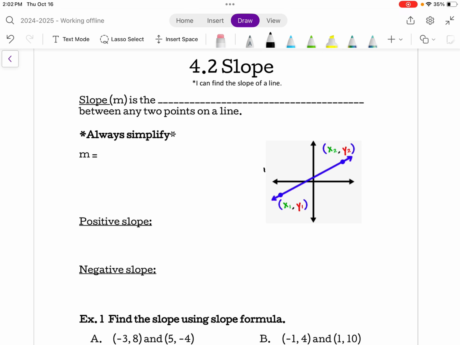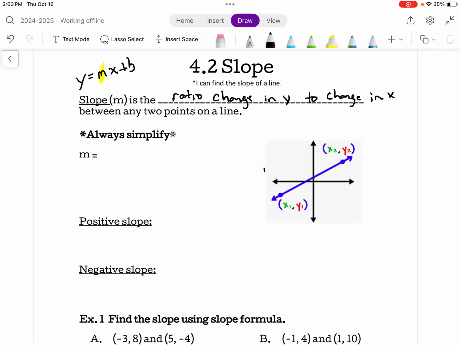But slope, let's start with the actual slope equation, or the slope-intercept form equation, which is y equals mx plus b. What we're focusing on today is this m value. That's what slope is. So slope is the ratio of change in y to the change in x. And we can find slope in a variety of ways.